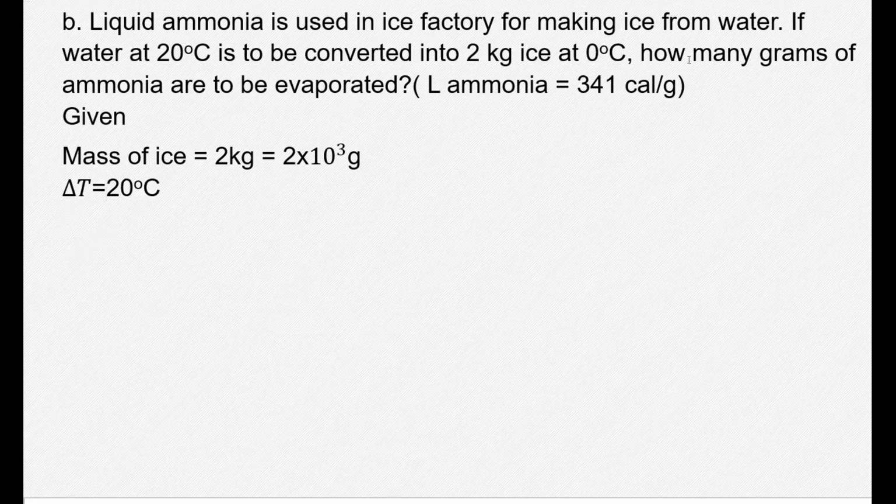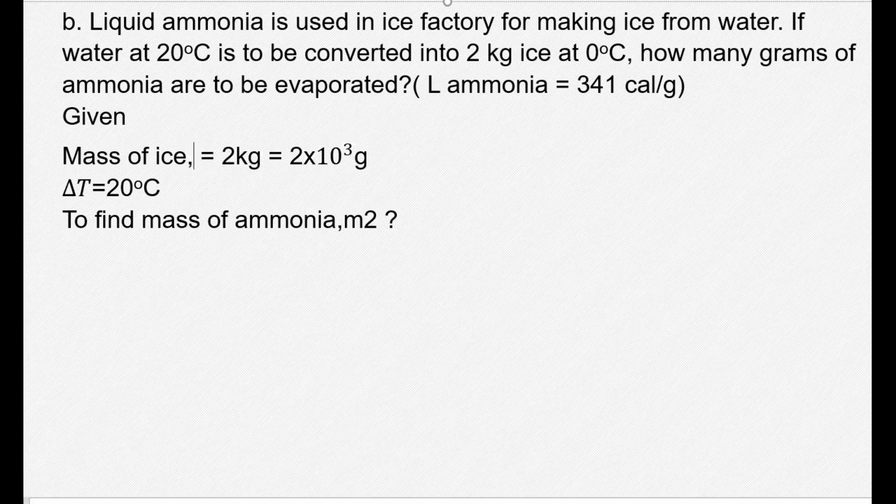So that is what is given. Now we have to write what is to find. How many grams of ammonia? To find how many grams of ammonia means we want to find the mass of ammonia. Let it be M2. We will take the mass of ice as M1.